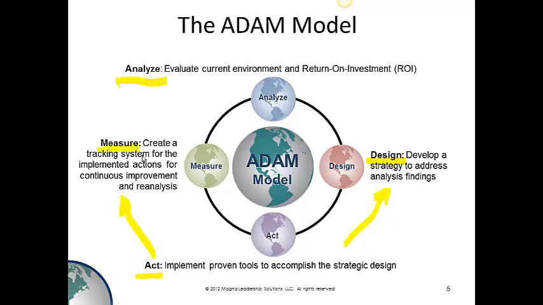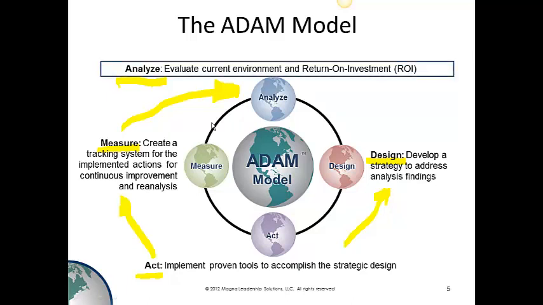In the measurement stage, you're going to create a tracking system for implementing the actions for continuous improvement and reanalysis. If you have a measurement system in place, then you can improve what you're working on and also improve the overall system. And with that measurement, that gives us the ability to go back to the first step, which is reanalyze, redesign, react, and remeasure. For this week, we will begin focusing on the analysis phase.